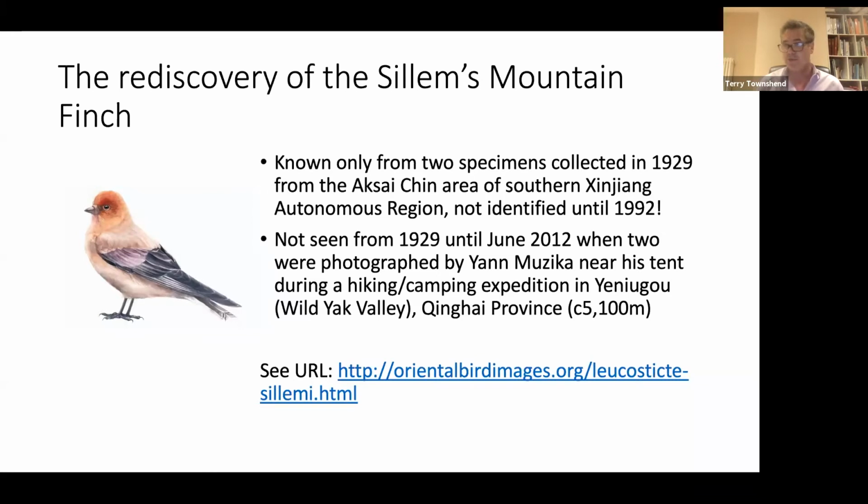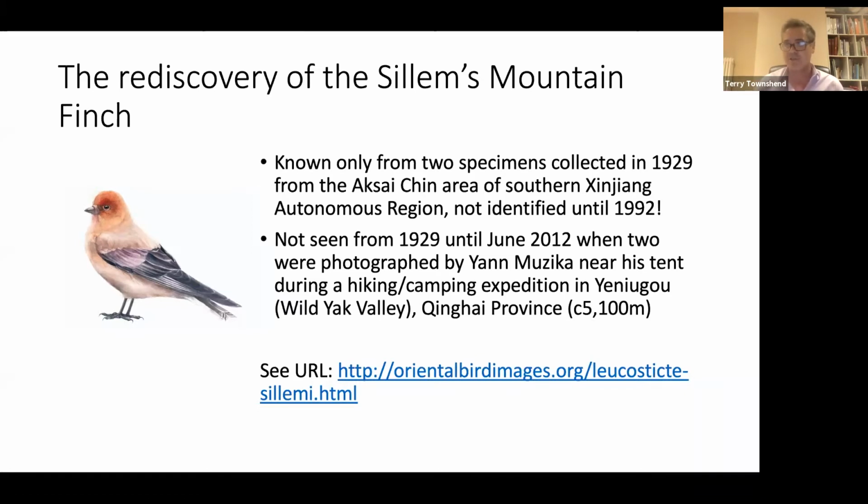Musica was on a hiking expedition in Qinghai in Wild Yak Valley. And he was camping, and he was feeling pretty sick because of the altitude. And so he stayed in his tent pretty much all day. And then late in the afternoon, when he was feeling well enough to venture out, he opened the tent, and there were a couple of birds pottering around, and he took pictures. He didn't recognize what they were.